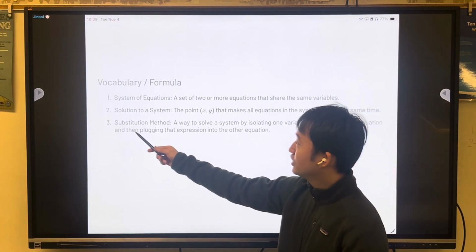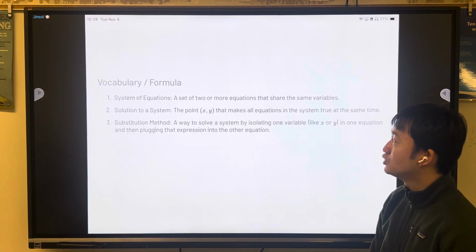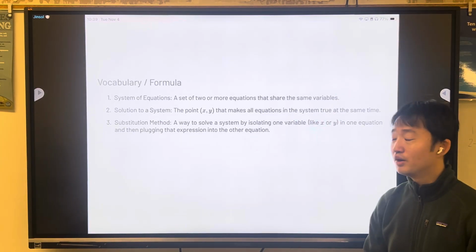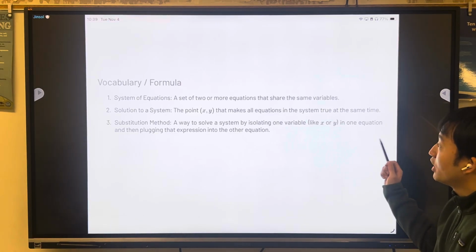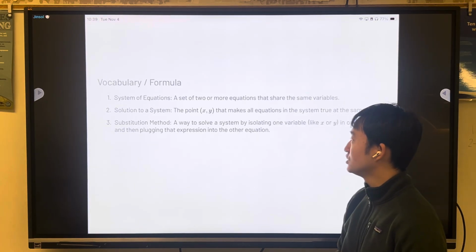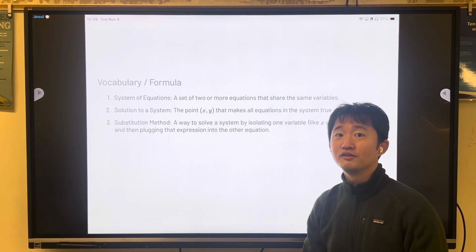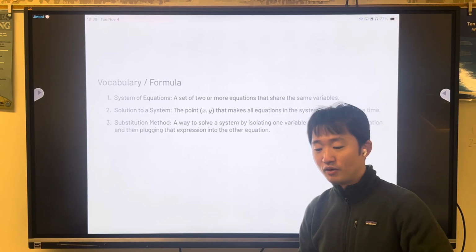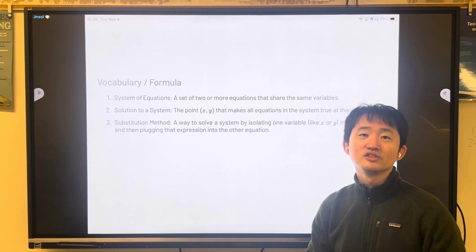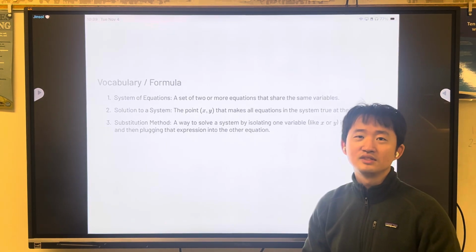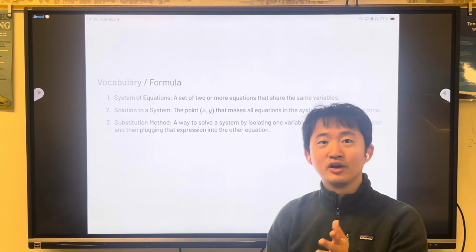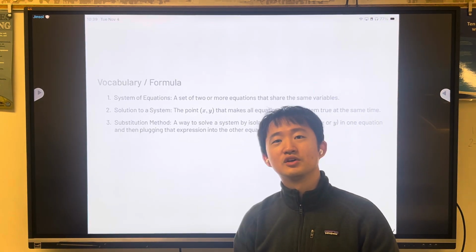And the last vocabulary, the substitution method. The substitution method is a way to solve a systems of equations by isolating one variable, either x or y, in one equation. So we solve that single equation, and then you're plugging that expression into the other equation. That's what we did for example 2. We solved for x first, and then we plug it in to the first equation to get the y value as well. We solve one equation to get one variable, and then we solve the other equation to get the second variable.